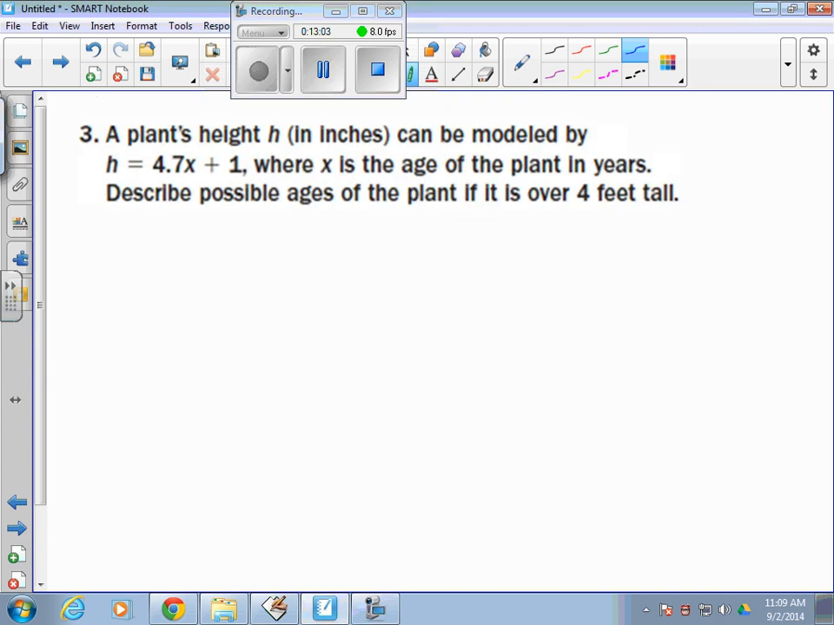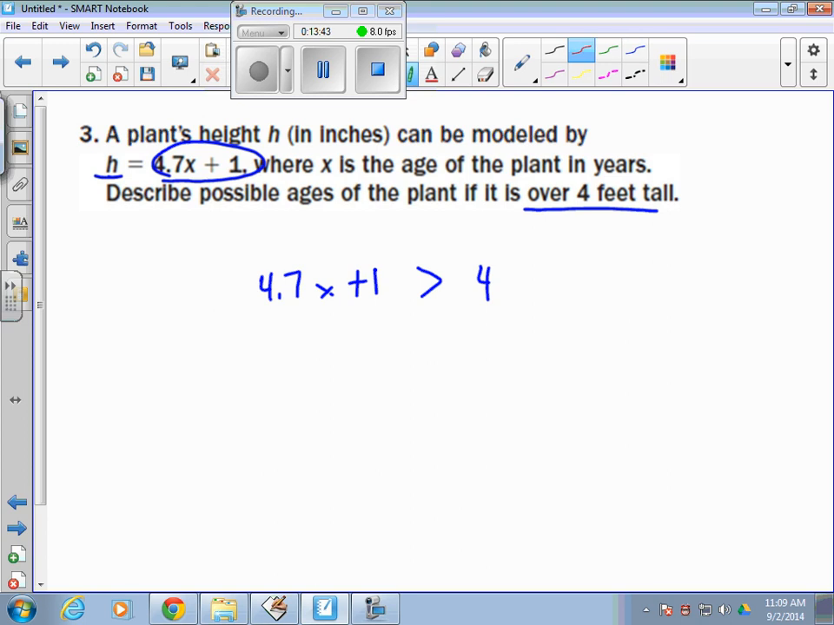A plant's height, h, in inches can be modeled by h equals 4.7x plus 1, where x is the age of the plant in years. Describe possible ages of a plant that is over 4 feet tall. Over 4 feet tall, you have to first decide what that means. So describe possible ages: 4.7x plus 1 is over 4 feet tall, which means it is greater than 4 feet tall. Notice I reordered it. I put this part first, and I put the height second. So now just solve the inequality.